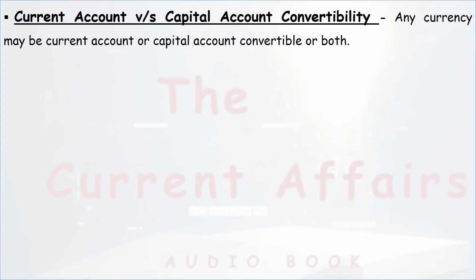What are the two types of currency convertibility? Current account convertibility and capital account convertibility.